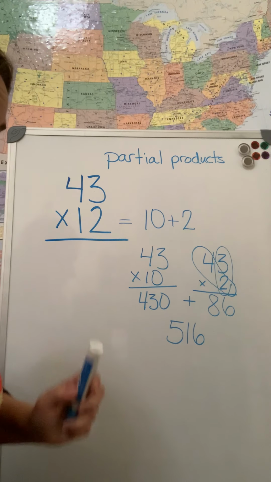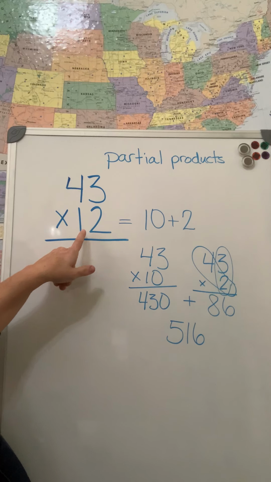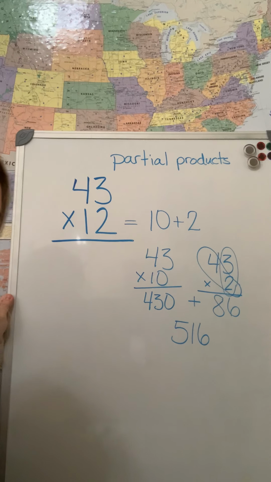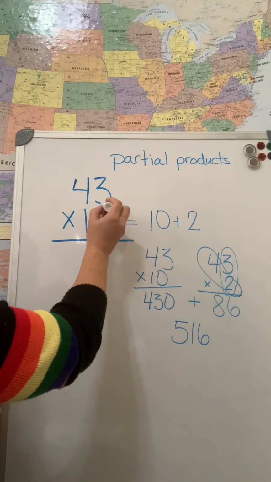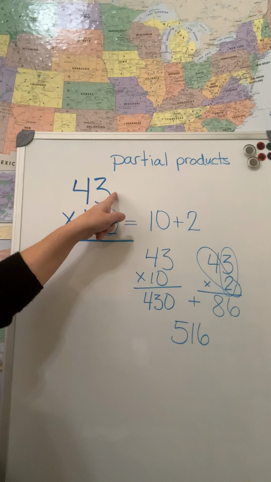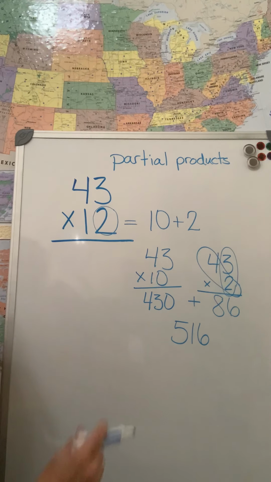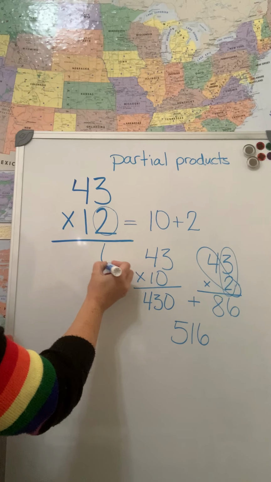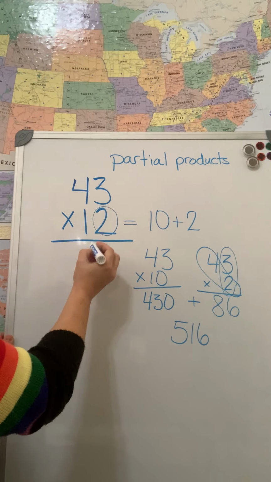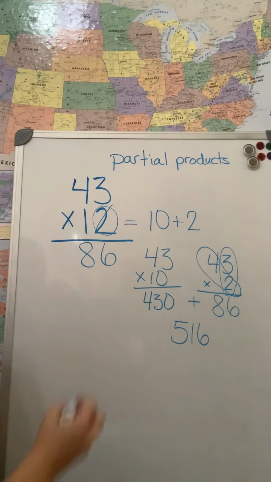All right, so let's break this down. First, we're going to multiply 43 by the 2 of our number 12, because we're always going to start with our ones place. So this first number in our ones place, we're going to multiply by the ones place in 43, and then by the tens place in 43. So 2 times 3 is 6, and then 2 times 4 is 8. Now we are done with our ones place. I can just cross that off if I want to.